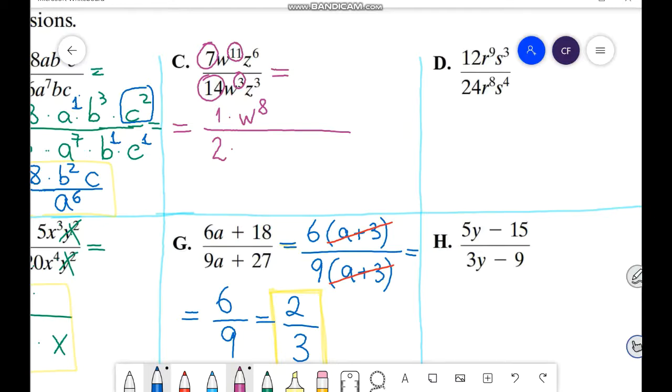Now letter Z, variable Z. We have on the numerator exponent 6, on the denominator exponent 3. The highest degree is on the numerator, so we keep it on the numerator. 6 minus 3, 3. The answer, well, if we simplify, we don't need this one. The answer is going to be W8 times Z cubed over 2. Let me see. Thank you, Joelian.